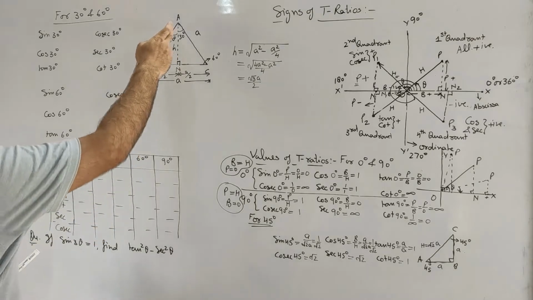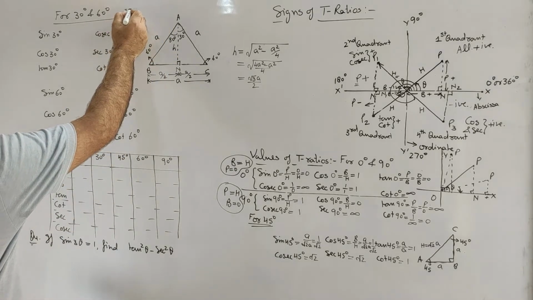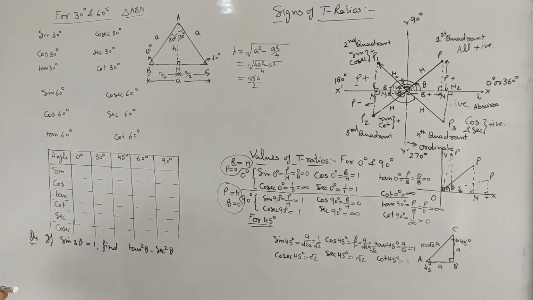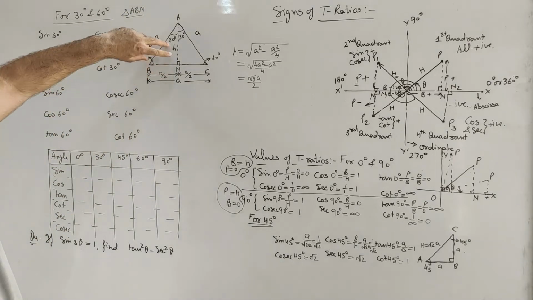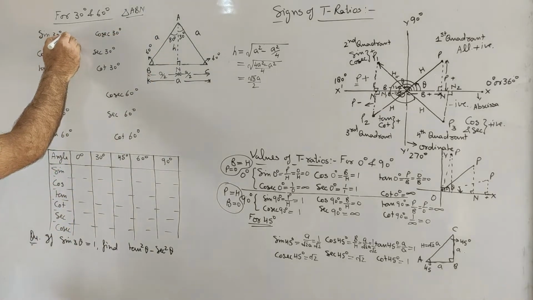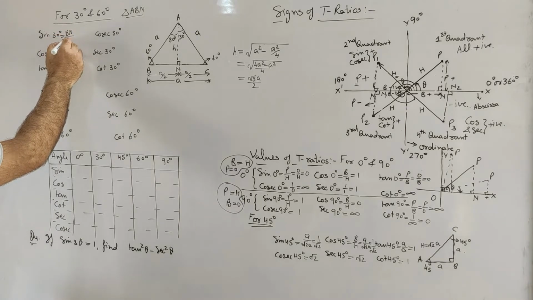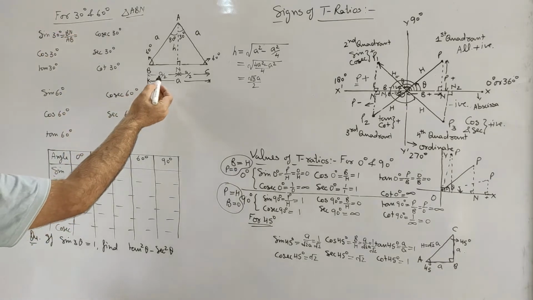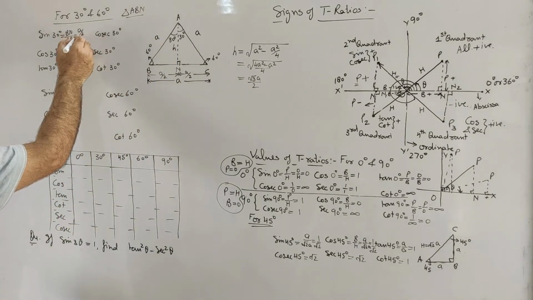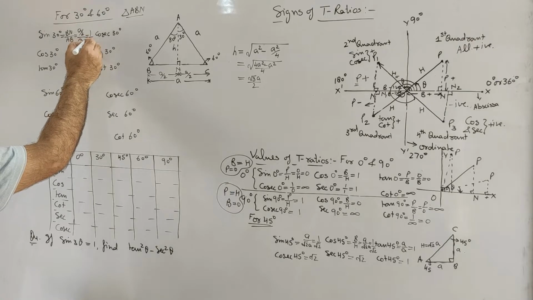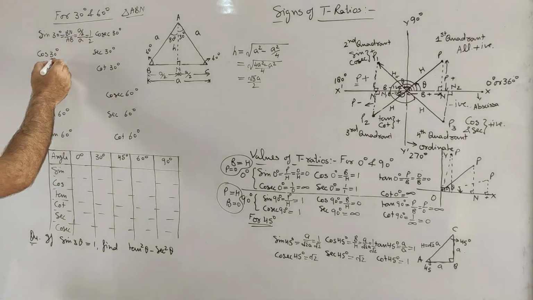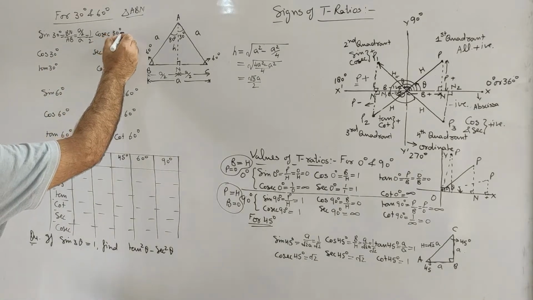Say we are using triangle ABN, then from triangle ABN, sine 30 degree is perpendicular BN upon hypotenuse AB, and BN upon AB means A by 2 upon A. A by 2 divided by A will give 1 by 2. So sine 30 degree will be 1 by 2, and this implies cosec 30 degree will be 2.